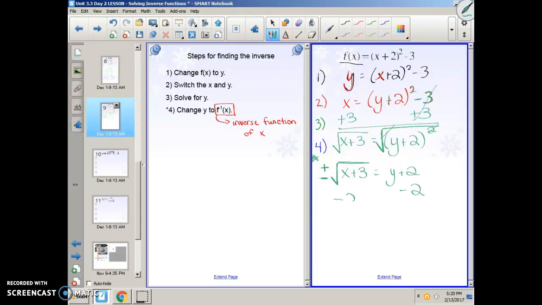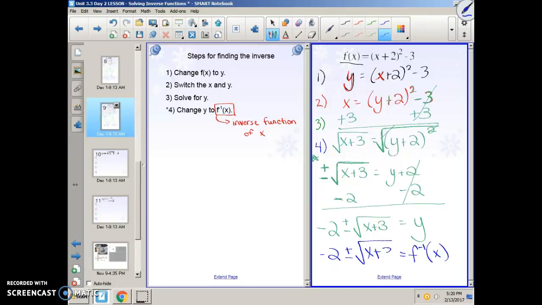Final step to get y by itself is -2. That looks a little funky, but it just really goes in the front. That's all it does. So it's -2 plus or minus the square root of x plus 3 equals y. Whew! That was a lot of work on that one, but not totally impossible. And last step, change this little y back to inverse function of x and rewrite the whole doggone thing, or just erase the y, I suppose you could do that. Feel free to rewind and hear that part again if you need to. That one was kind of crazy.